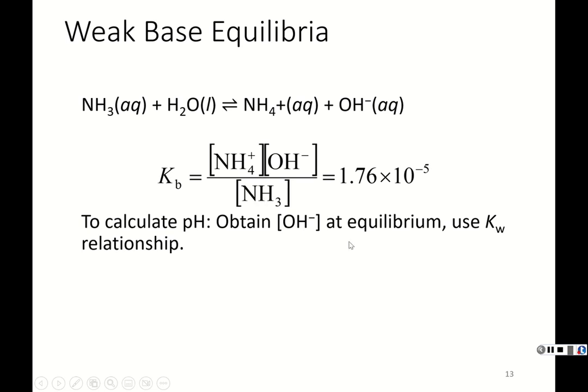To calculate the pH for a problem like this, you'd have to obtain this OH minus concentration at equilibrium, and then you'd use the Kw relationship to convert that back into an H plus concentration, or you'd convert this to a pOH and then use the pOH and 14 to get the pH.